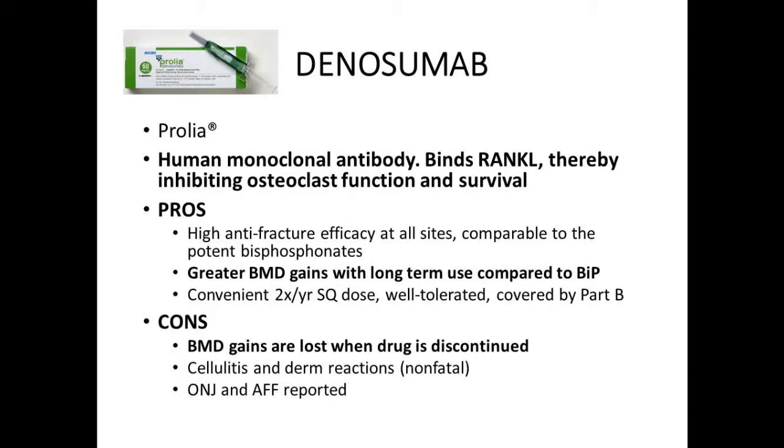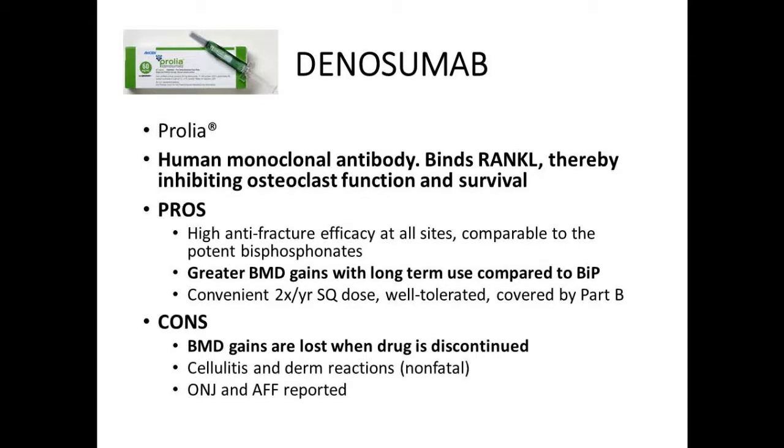The cons are that you lose bone mineral density when the drug's discontinued. Okay, this is not the same as a bisphosphonate. So then you say, what, am I supposed to continue it forever? I don't know. We don't have studies forever. We have studies for about 5 to 10 years of this drug. So that's the big question. What do we do? Can we keep them on it forever? Maybe, but I don't know that right now.